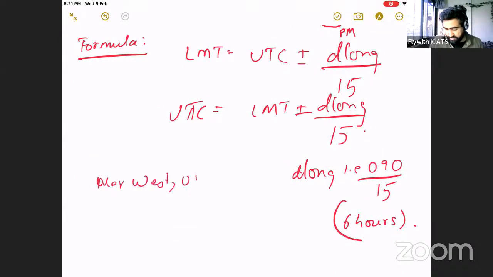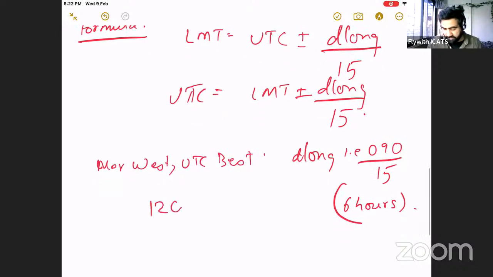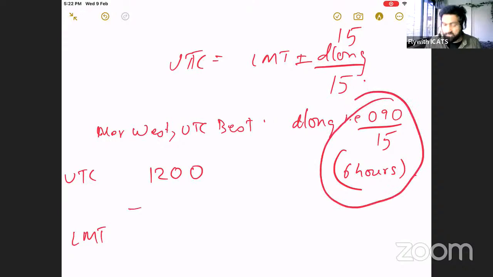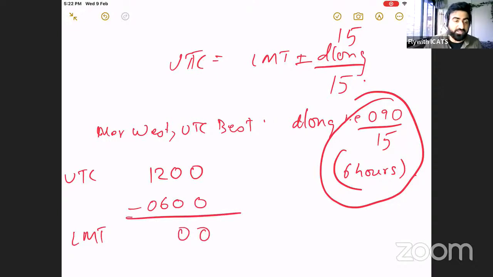Meridian west, UTC best. If I want to use this as a base, UTC is 12. My LMT has to be less because UTC is best. So 12 has to be more than whatever sum I'm going to get. And the only way I can keep 12 more is by deducting. Deducting what? This D long by 15, arc conversion into time: 0600.